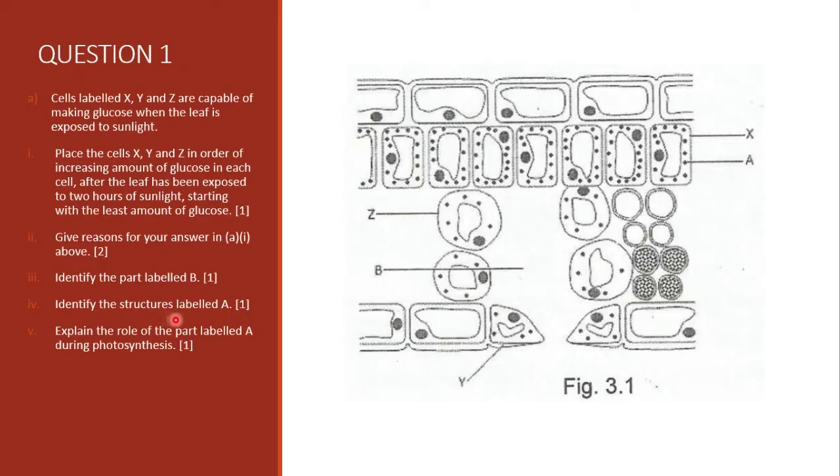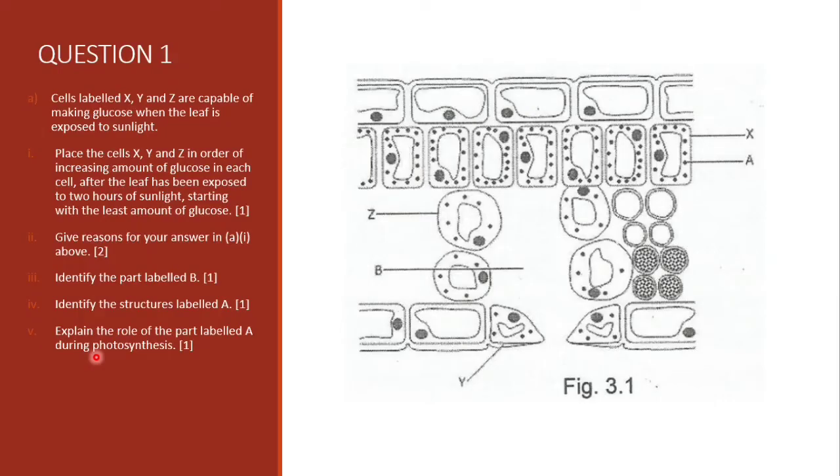Identify the structures labeled A. So A, like I said, it's the chloroplast. A is simply the chloroplast. Then the final question, explain the role of the part labeled A during photosynthesis. What is the role of chloroplast during photosynthesis?